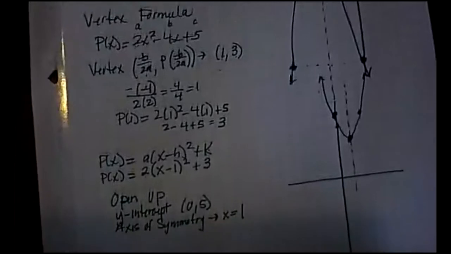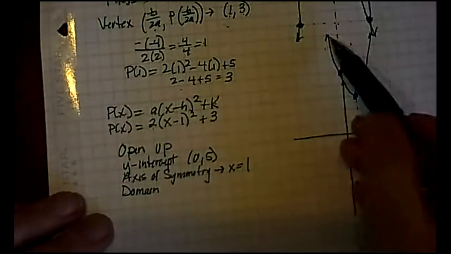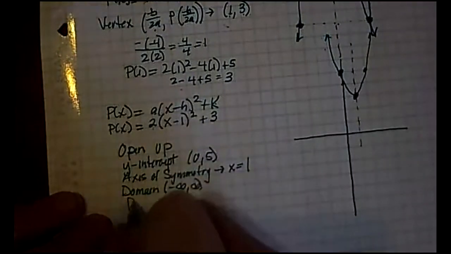So looking here at this, there's our graph. Now let's talk about what is the domain. Well, the domain is from -infinity to +infinity. These x values go on both ways. Okay, what is the range?